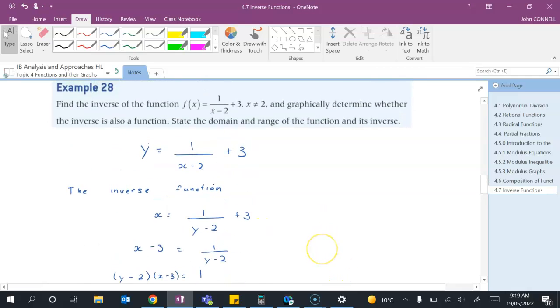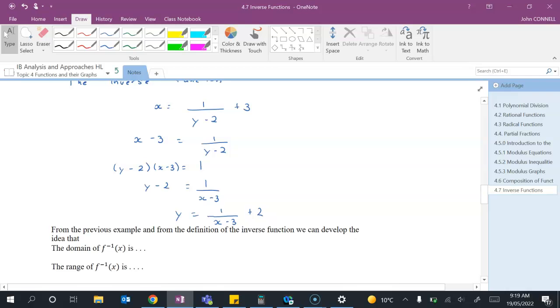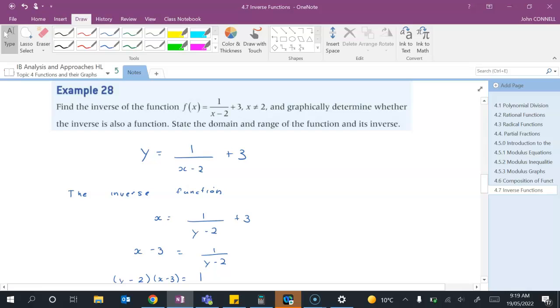Now, it does ask us to graphically determine whether the inverse is also a function. We'll get to that in a second, because it also asks us for the domain and range of the function and its inverse. So again, for the domain of the original function, so let's go domain of f, so I'll just put a d with a subscript f. Well, any real value can be put in for x apart from 2, because if I put 2 in, then I'm going to get 1 on 0. But apart from that, I can put any number in, and it's going to give me a number out. So x is in the reals.